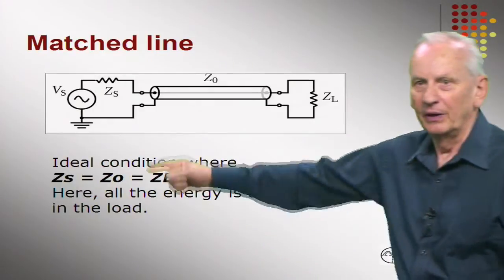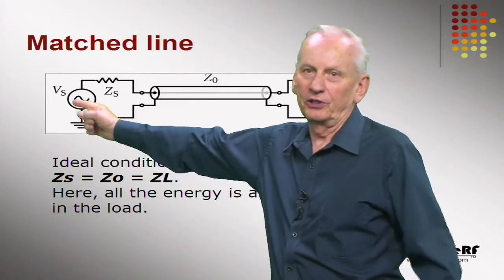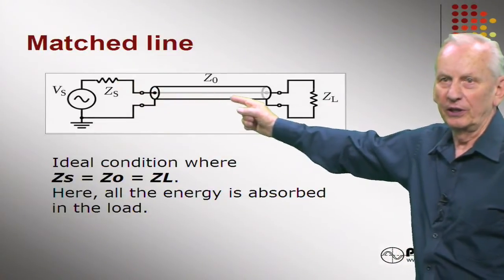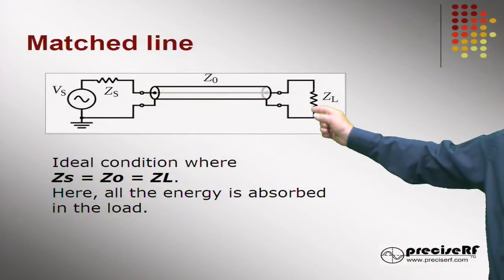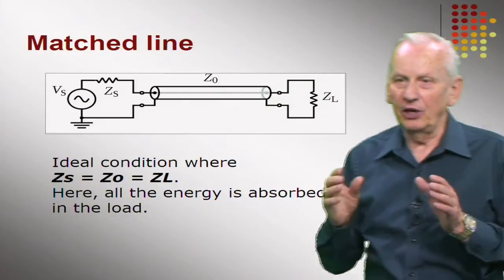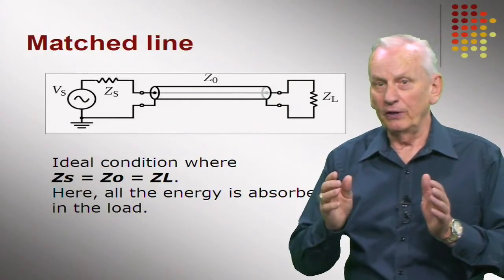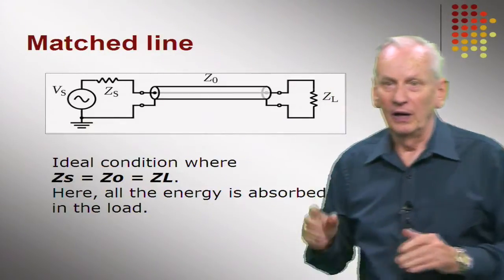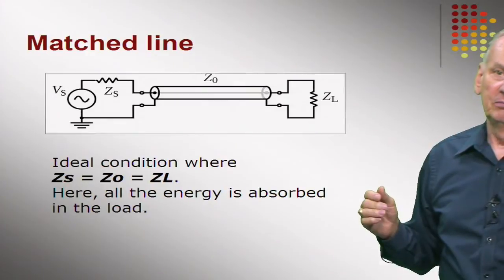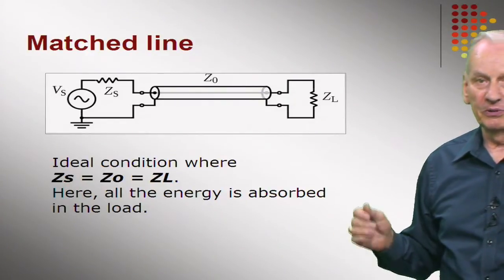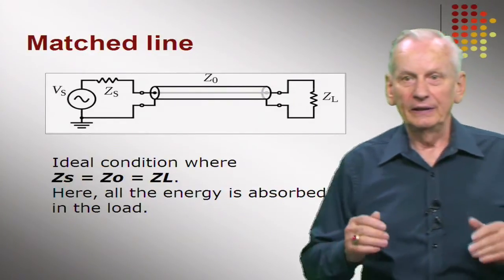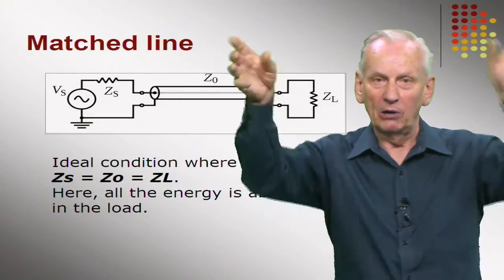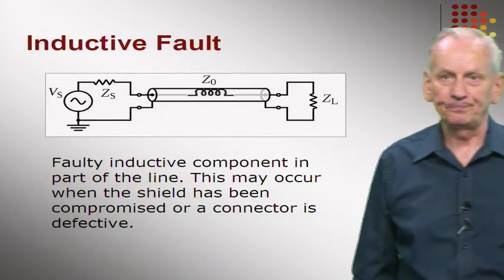Here's the basic system. Over here we have the generator, usually a transmitter. It has some kind of source impedance. Here's the transmission line, ZO, and here we have the load. Now when you see the representation of these conditions as waveforms on your oscilloscope, it'll make more sense to you. Ideal conditions are ZS equals ZO equals ZL. That's the ideal condition. Here all the energy is absorbed in the load and everybody's happy. Maximum power is going out to the rest of the world.